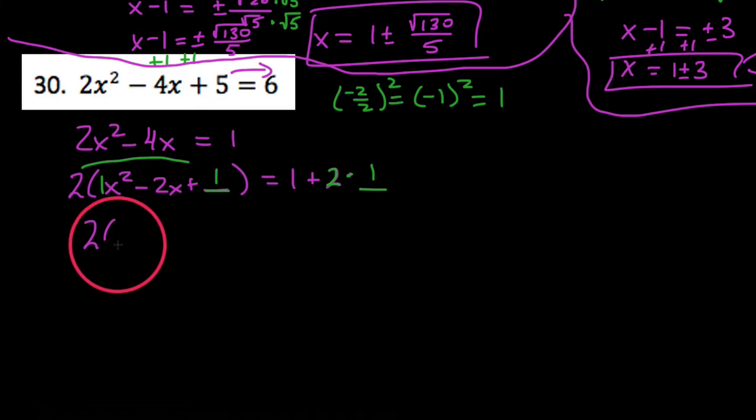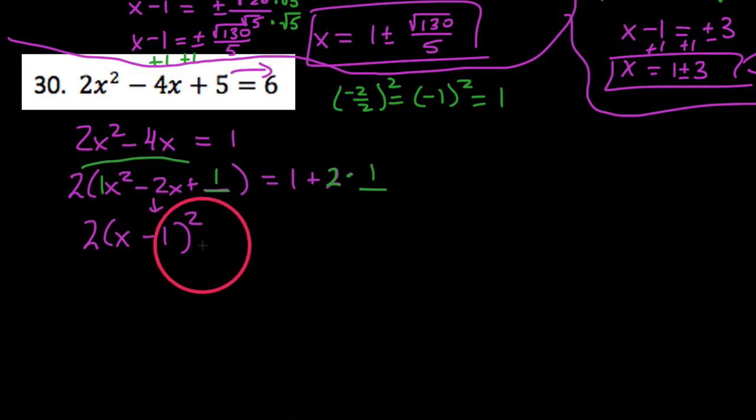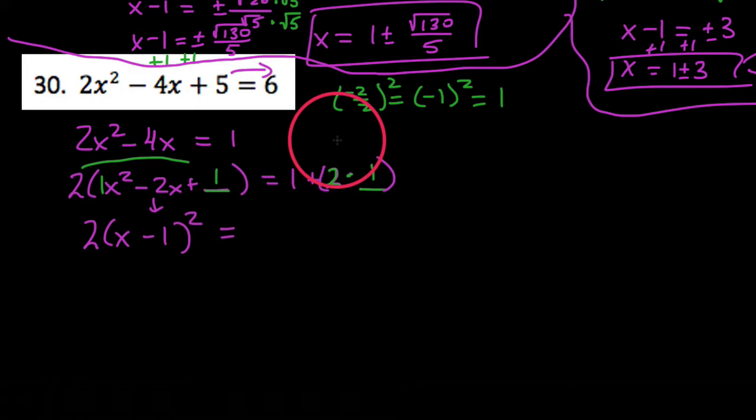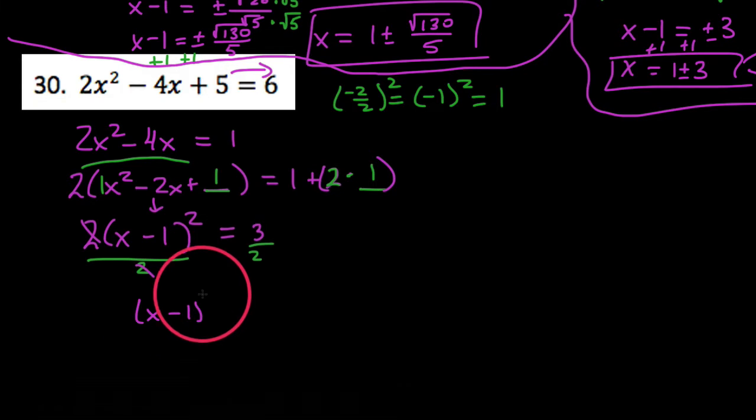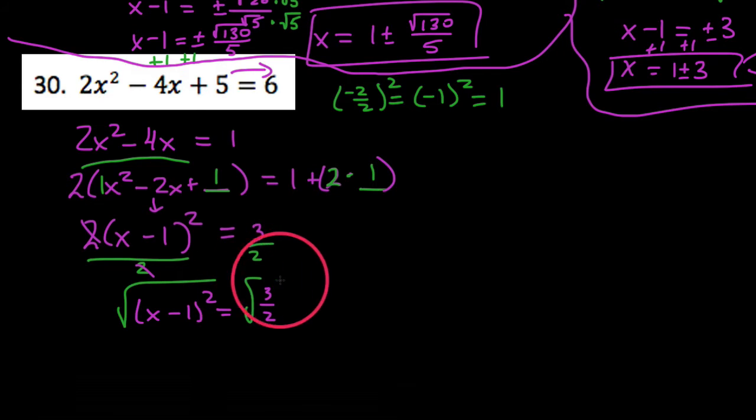In this case, I would get 2 times this factored quantity, which half of our middle term that goes in here would be a negative 1. And on the right side, of course, I'd have to do my multiplication first here, which is 1 plus 2. I would get a 3. So to finish this off, let's go ahead and get the squared thing by itself. We do need to divide both sides by 2 before we can take a square root. But now that I have done this, let's go ahead and take the radical of both sides.